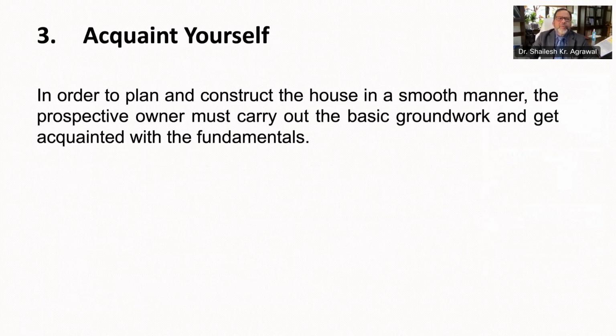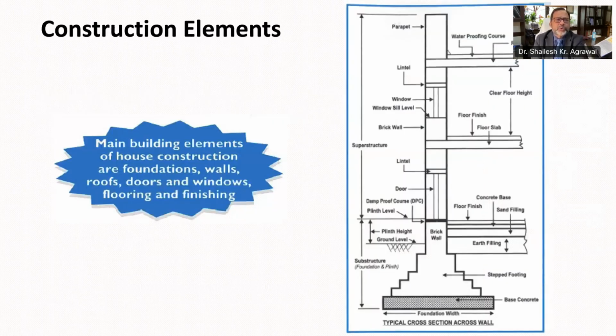Now, it is important for the owner to make himself or herself aware about the various construction elements, architectural design, local bylaws, and carry out market survey, which is being explained through next slides. This slide shows you the various construction elements of house construction. The main elements, as you can see here, are foundation, then your walls, a roof, doors and windows, flooring, and finishing.